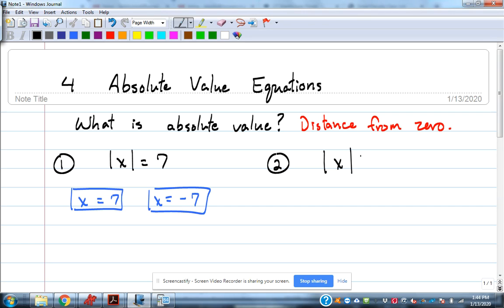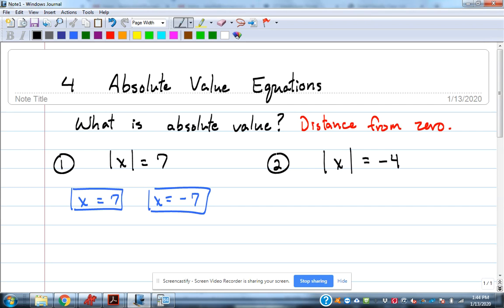Absolute value of x is equal to negative 4. Maybe I lied to you. Maybe the first one wasn't the easiest one. Maybe this one was. What about that? What do we know about answers to absolute value questions? Yeah, distance is always positive.